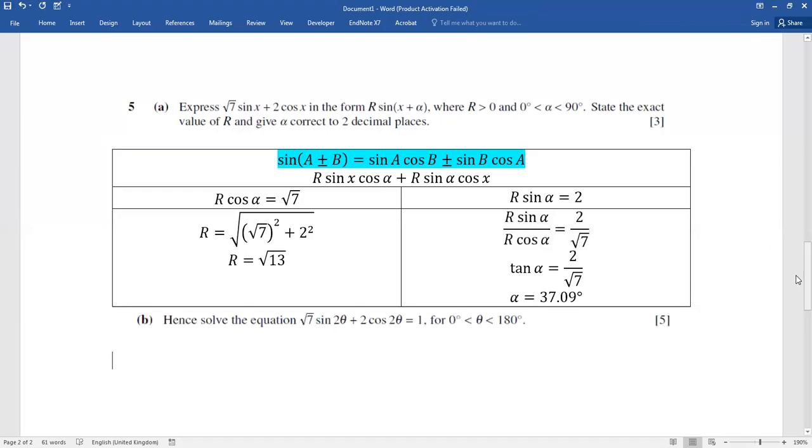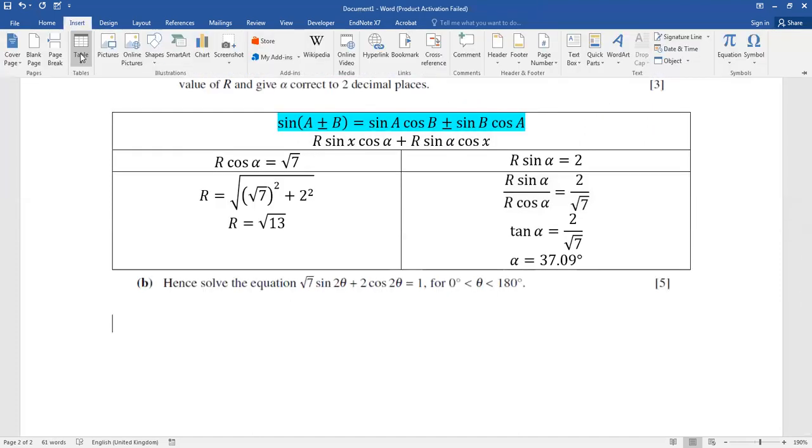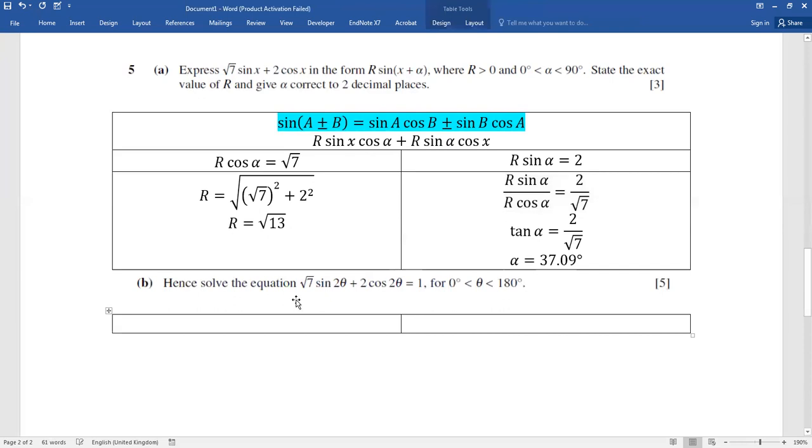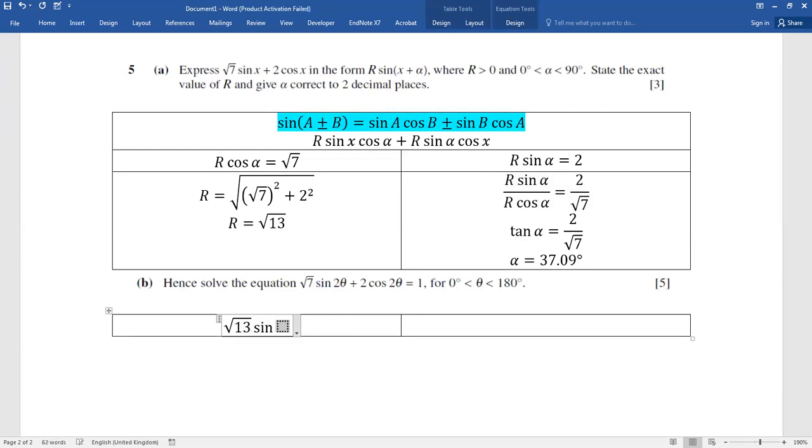Now the second part is a bit tricky when solving trigonometric equations. I've just told you the approach that you must take when solving this. Now this entire expression, is this clear? Remember, when the angle was x, we got the variable as x, but now the variable is 2 theta. So now it will become r is square root 13 sine 2 theta plus 37.09.